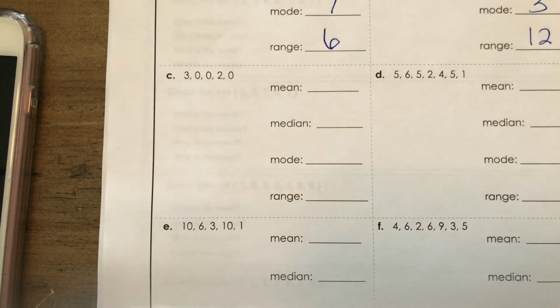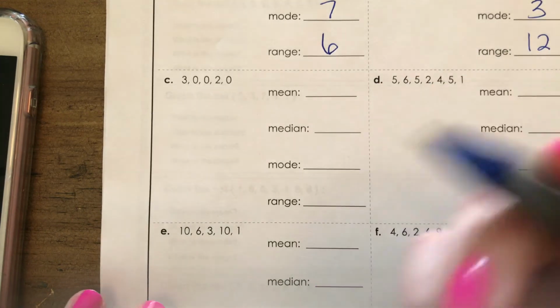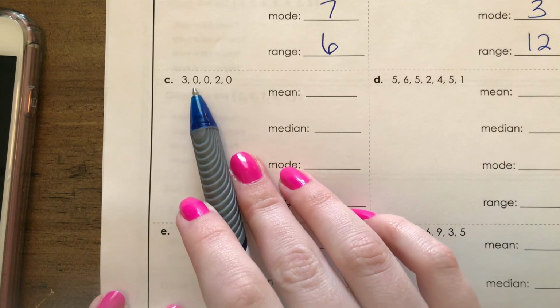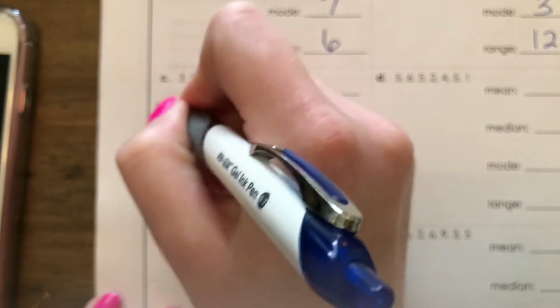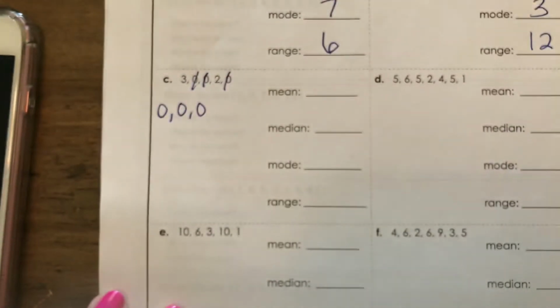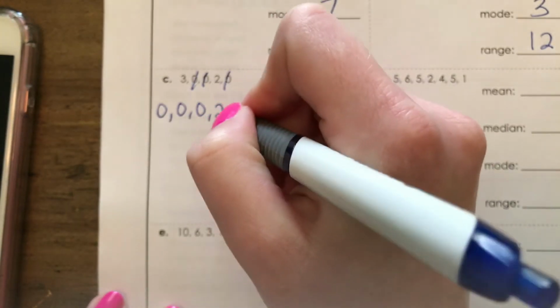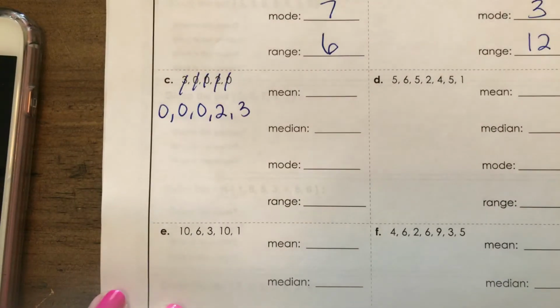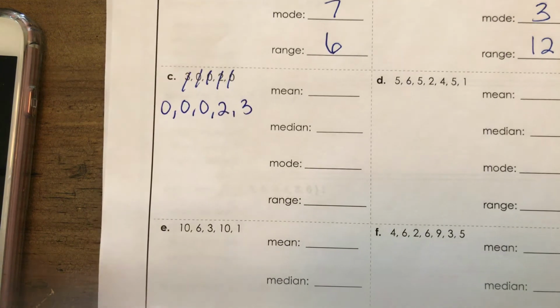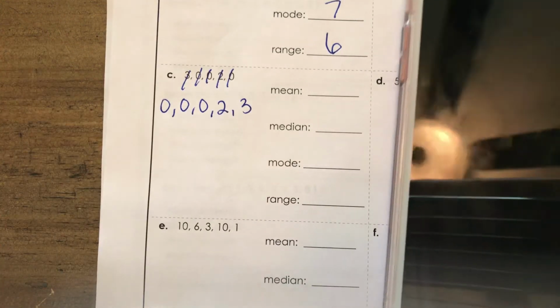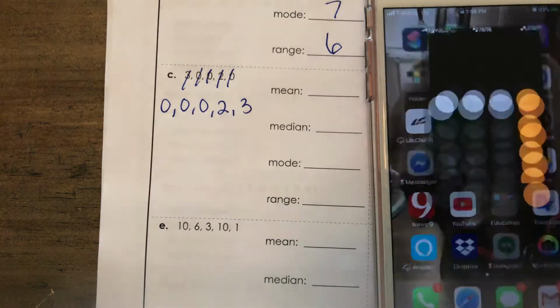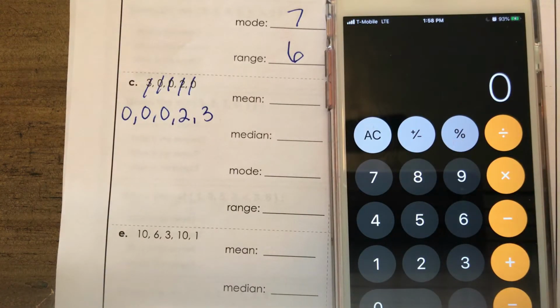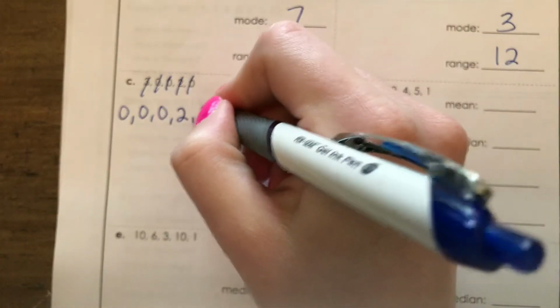All right, letter C. First, we need to put our numbers in order. So we have 3 zeros, so they're going to go at the beginning. Next would be 2, and then 3. All right, so we're going to add our numbers together. You might be able to do this in your head, but it's never a bad idea to just double check on your calculator. I do it all the time. 0 plus 0 plus 0 plus 2 plus 3 gives us a grand total of 5. It's not very big because we had all those zeros.